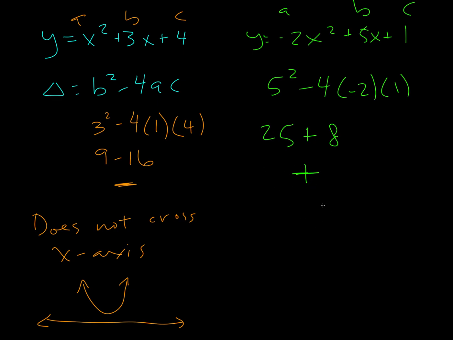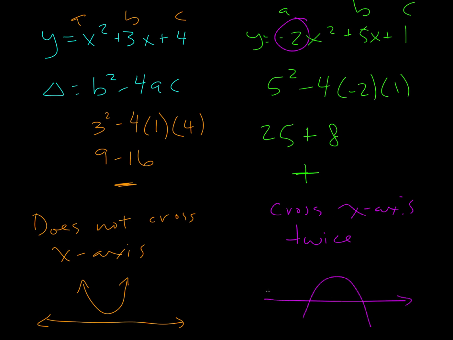And since it's positive, we are going to cross the x-axis twice. Now this is a negative leading coefficient, so it is upside down, and then the x-axis would look like that. And so we know that it's going to cross twice in a situation like that.